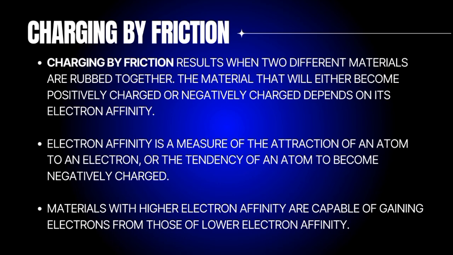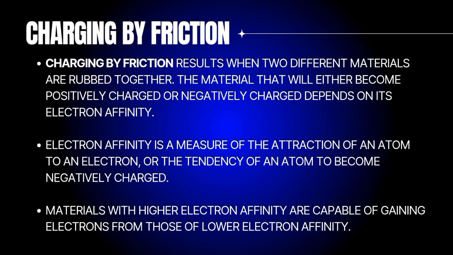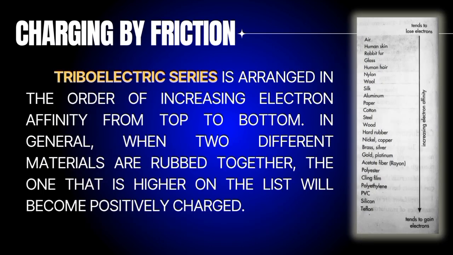Charging by friction results when two different materials are rubbed together. The material that will either become positively charged or negatively charged depends on its electron affinity. Electron affinity is a measure of the attraction of an atom to an electron, or the tendency of an atom to become negatively charged. Charging by friction.